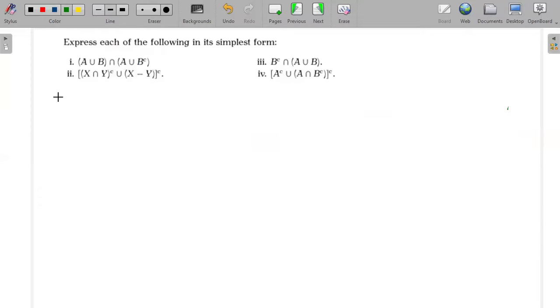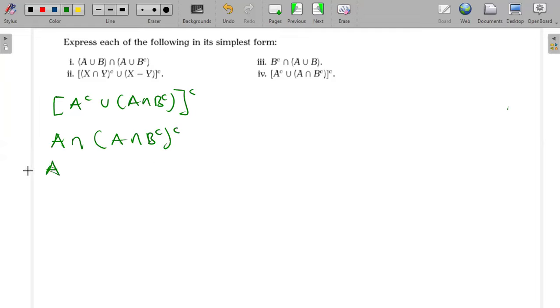Okay, so next we have A complement union, and then you have A intersect B complement, and then complement there. So now you can distribute that complement inside here. So that would be A complement complement, which just gives us A. So that sign changes from union to intersection. And then here you just have A intersect B complement, and the complement will go there. This will be equal to A intersect, and then you can distribute the intersection there, you get A complement, that sign changes to union, and then there you get B, like that.